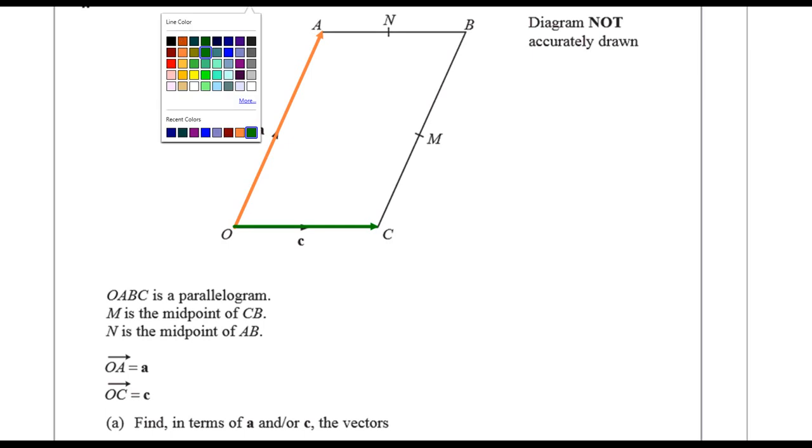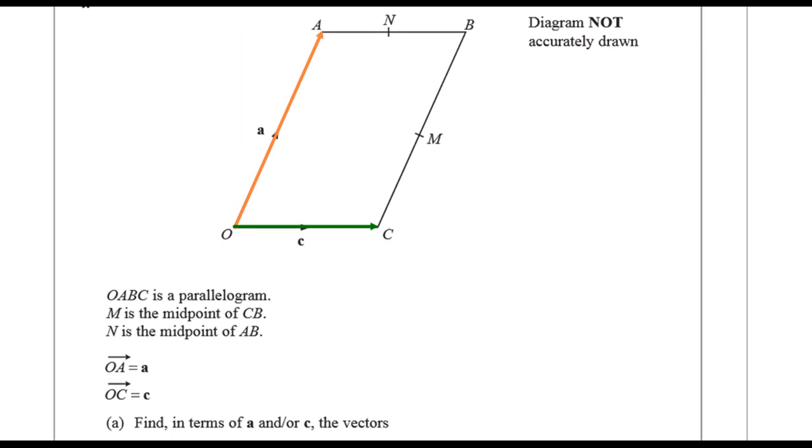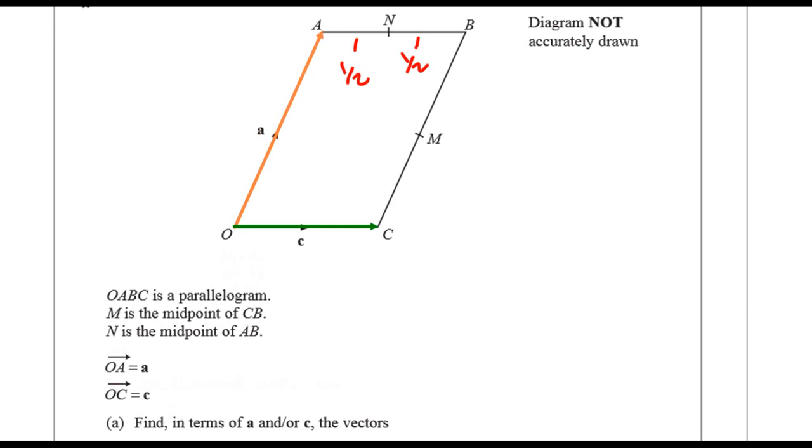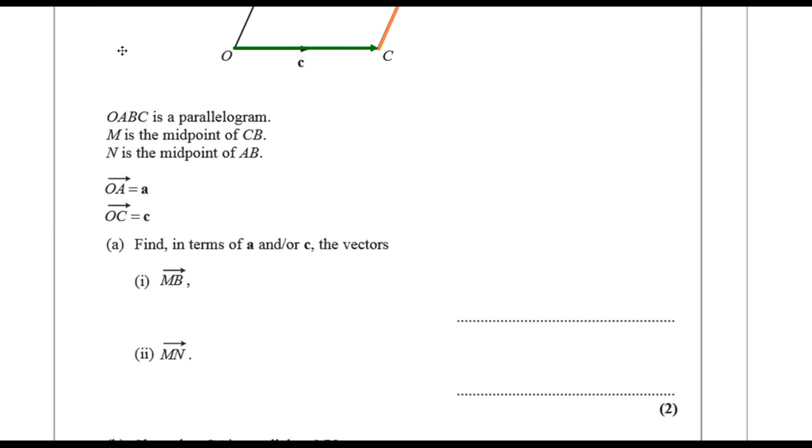So you know before when we were doing the ratios, saying about splitting up into thirds or fifths or whatever, this is just 1 and 1, so it's just a half and a half, it's split into two. Okay? Right, part A. Find in terms of A and or C the vector M to B. Okay, so we want to go from here to here. Remember I told you I'd be moving vectors around. That vector's A, so bang, that vector's A as well. We're going halfway along it, so the answer is half A. Simple as that. If only life was as simple as maths, eh?